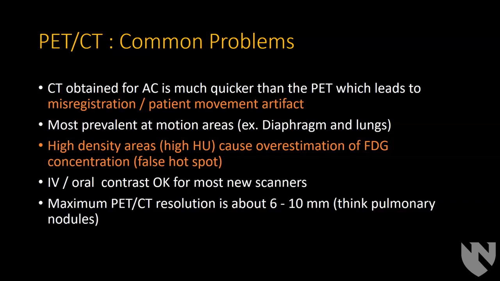And maximum PET CT resolution, based on those things we talked about, the positron moving and the angles of the photons not being truly 180 degrees, and then just intrinsic limits within the machine. Basically, the best resolution you can get is somewhere between 6 and 10 millimeters. So if you have a tiny pulmonary nodule, you're not going to be able to really characterize it well with PET.